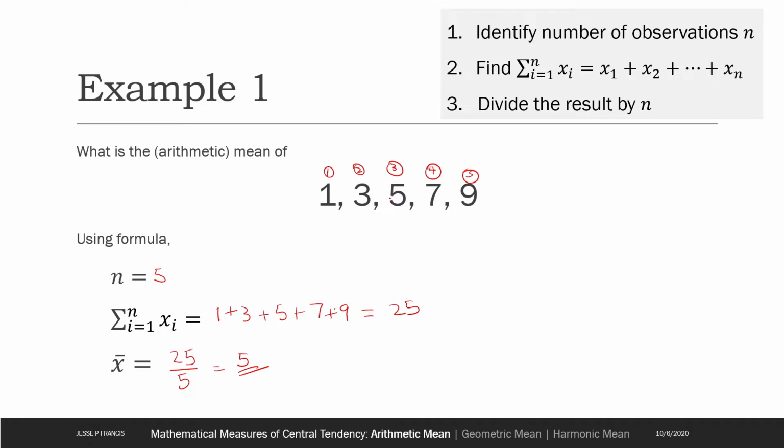Easy. If you notice, the arithmetic mean we got is a number in the distribution. That need not be the case always. Sometimes it may be 5.1 or 5.2. And if you notice, this is interesting. There are two numbers to the left and two numbers to the right, and this particular number seems to be at the center of this entire set of numbers.